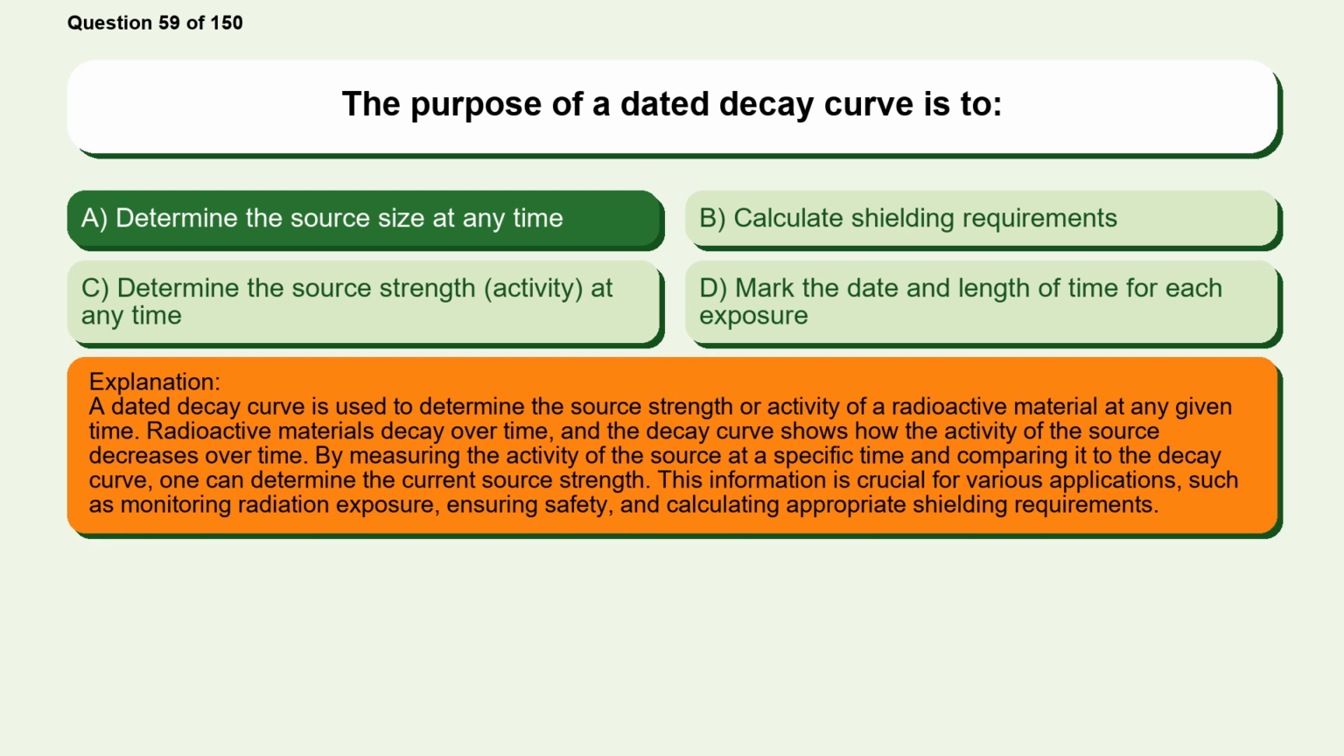A dated decay curve is used to determine the source strength or activity of a radioactive material at any given time. Radioactive materials decay over time, and the decay curve shows how the activity of the source decreases over time. By measuring the activity of the source at a specific time and comparing it to the decay curve, one can determine the current source strength. This information is crucial for various applications, such as monitoring radiation exposure, ensuring safety, and calculating appropriate shielding requirements.